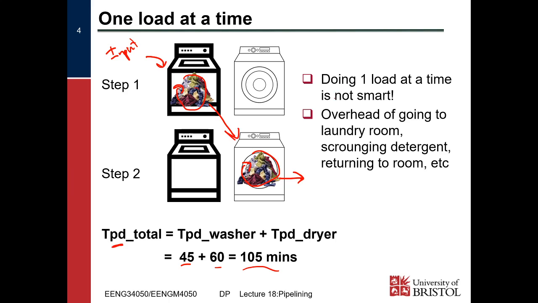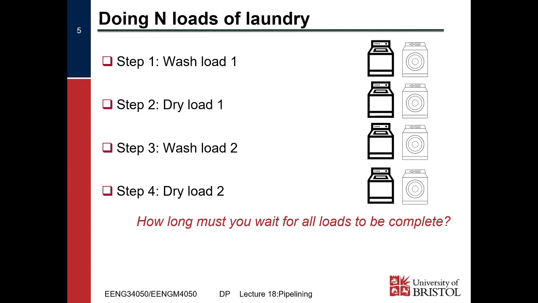Doing one load at a time is not smart because we've got the overhead of having to take our dirty washing, go to the laundry room, find some detergent, move it between the two, take it out of the laundry room and go back. So we're going to do a few loads of laundry at once. We're going to do N loads. We start off by putting our first input, I1, into our washer and let it spin. Then we take input one and put it into the dryer and let it spin. And then we take it out and put our next load in, input two.